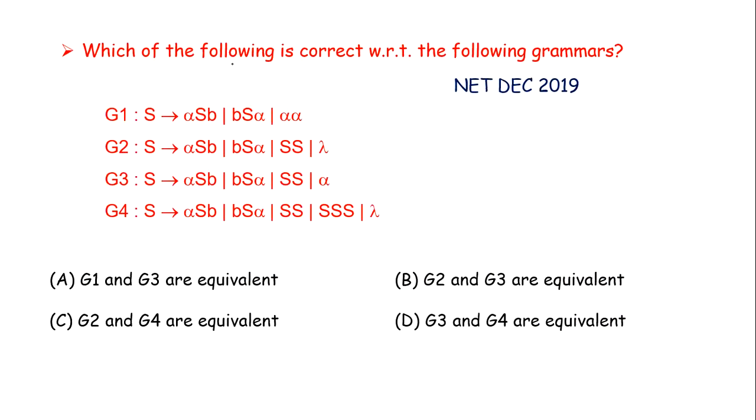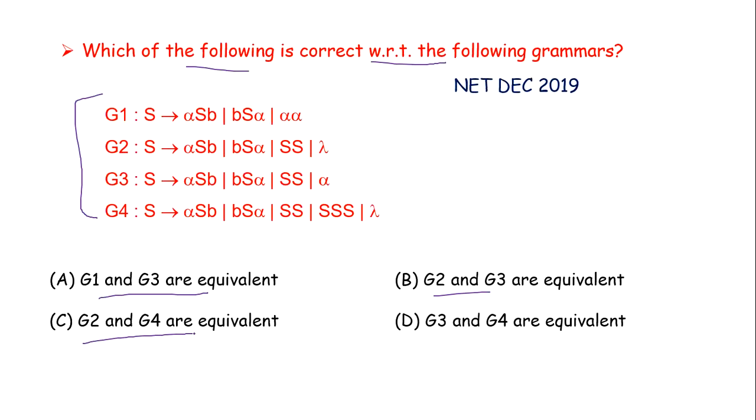Our next question is, which of the following is correct with respect to the following grammars? Now in this question, we are given 4 grammars. Option A is G1 and G3 are equivalent, G2 and G3 are equivalent, G2 and G4 are equivalent. So basically we need to find among these 4 grammars which ones are equivalent.